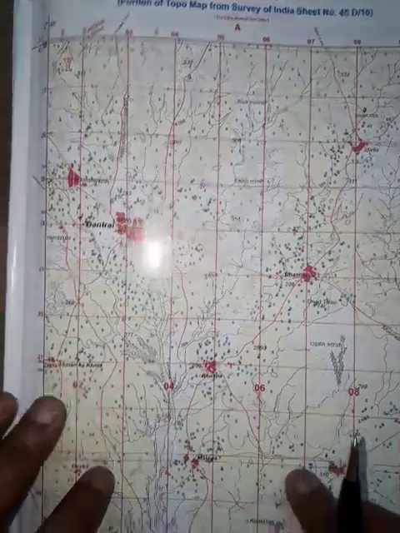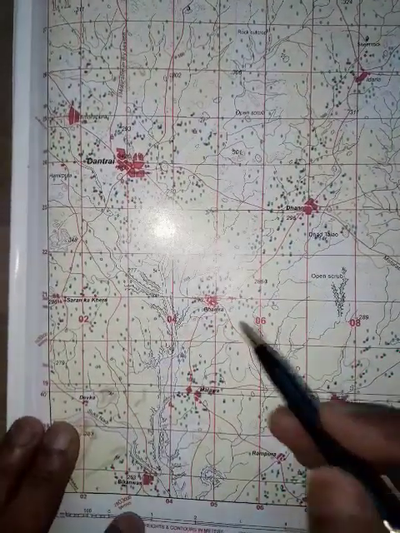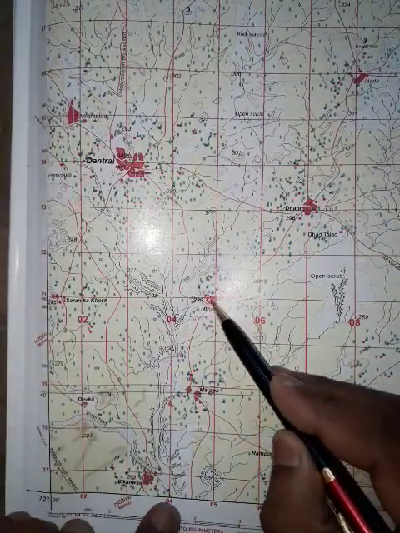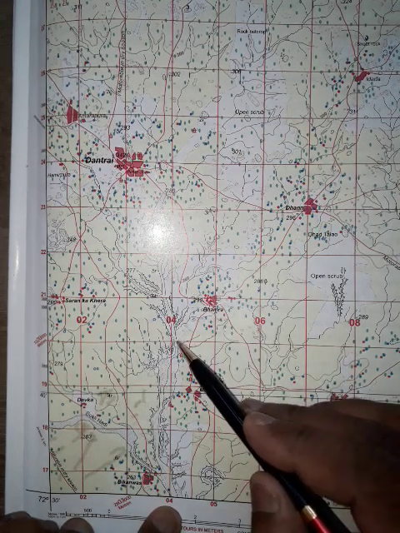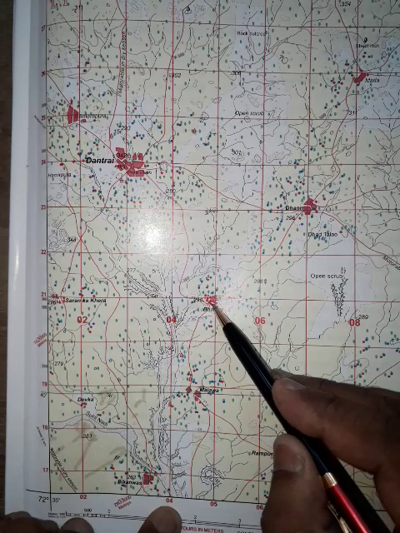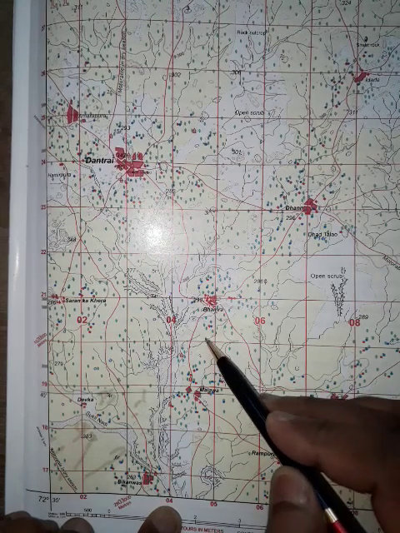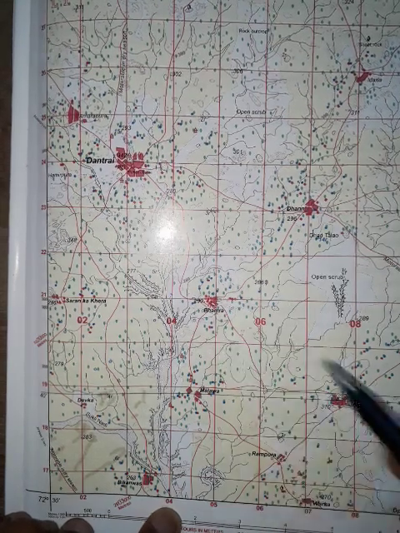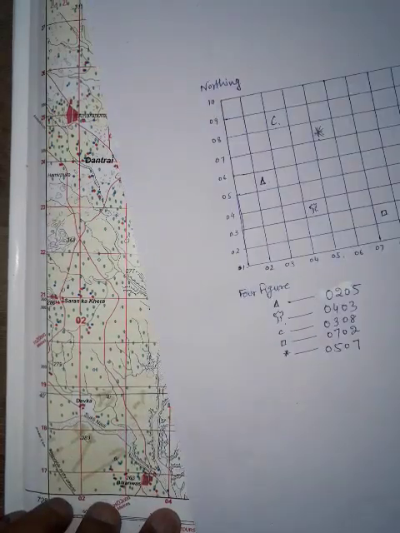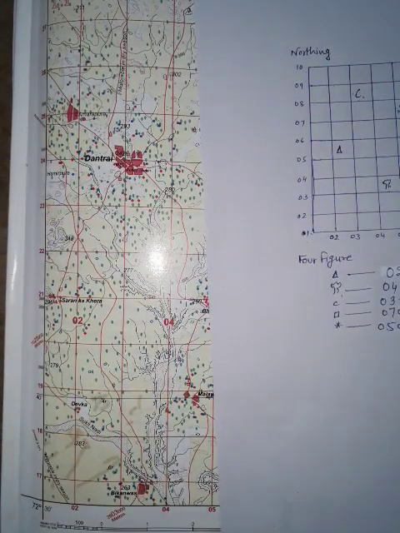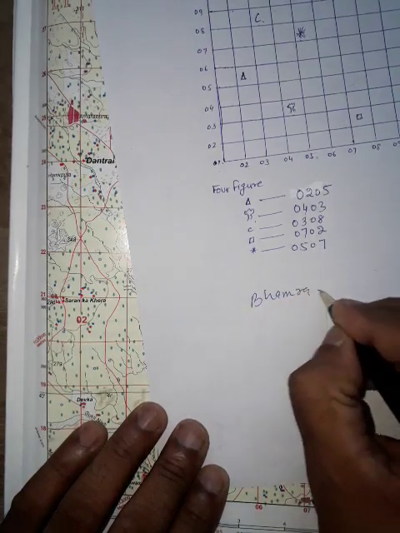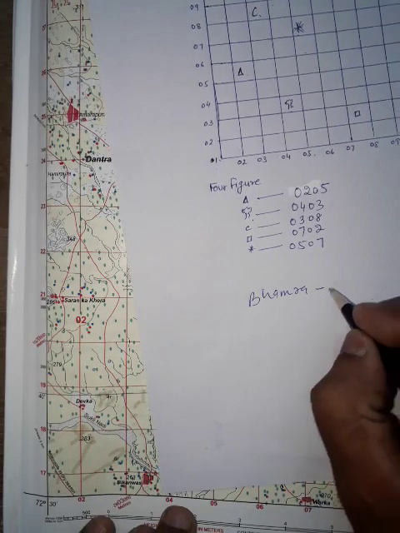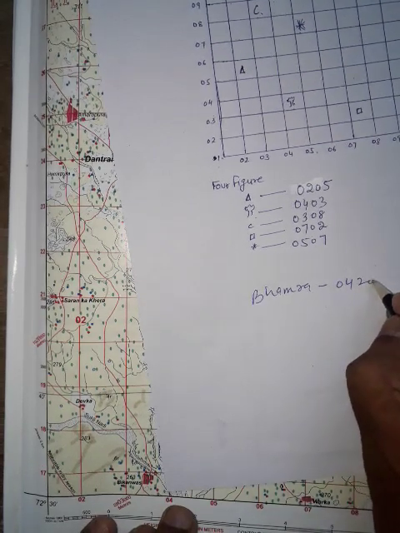Now the line which is left given here is 04 and the line below is 20. So the 4-figure grid reference of Bhamra is 0420.